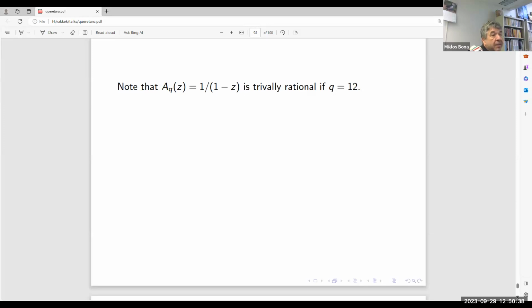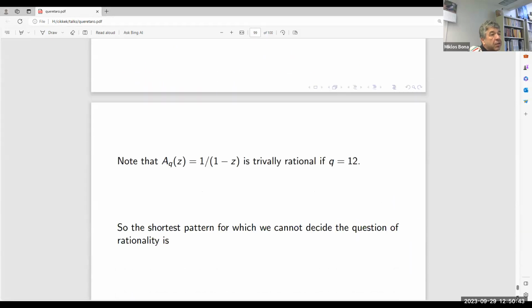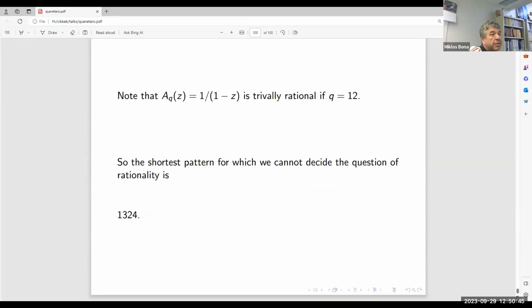Right now, it happens that the smallest pattern for which we don't know that it's not rational is, again, 1, 3, 2, 4. See, it starts with the smallest entry, ends with the largest entry, and it's not equivalent to anything. Okay, thank you for your attention.